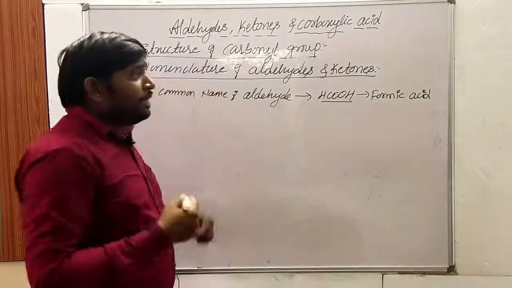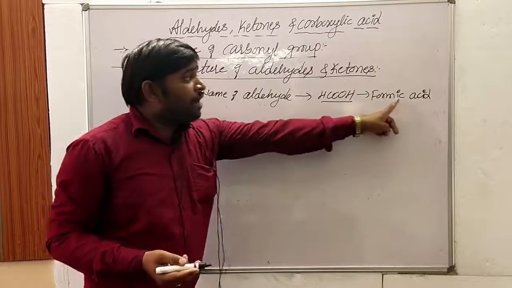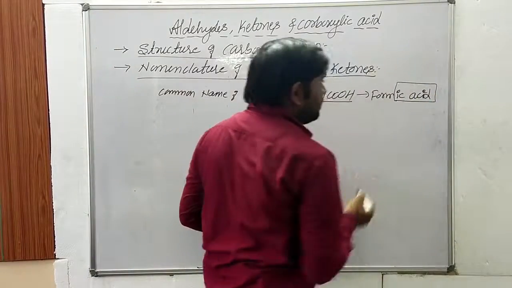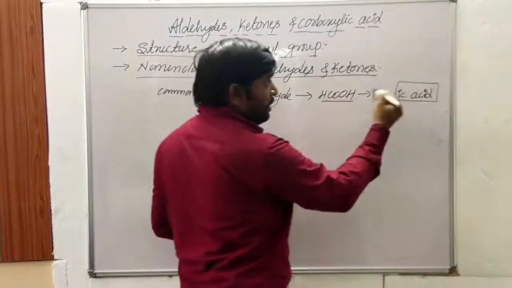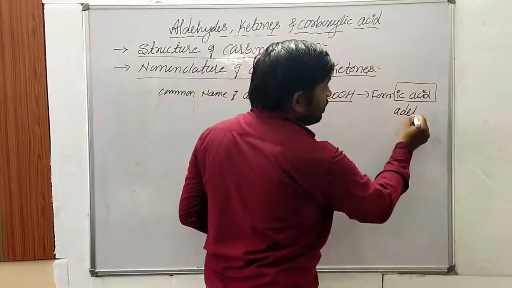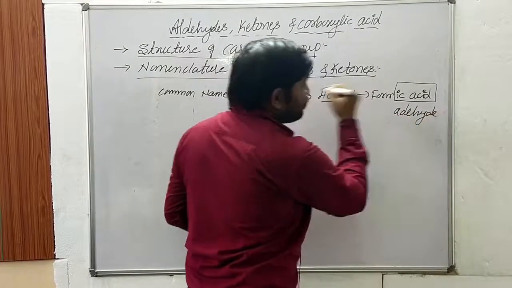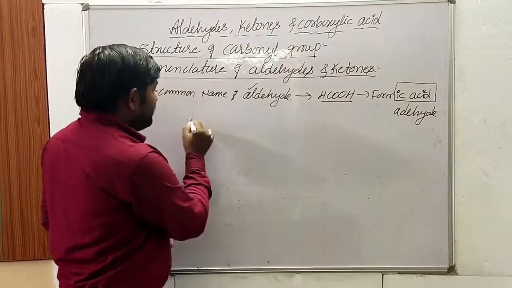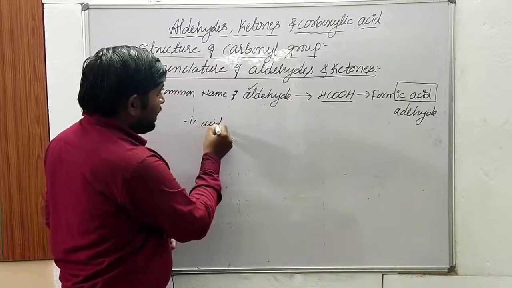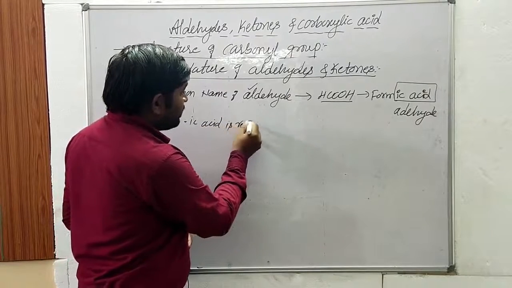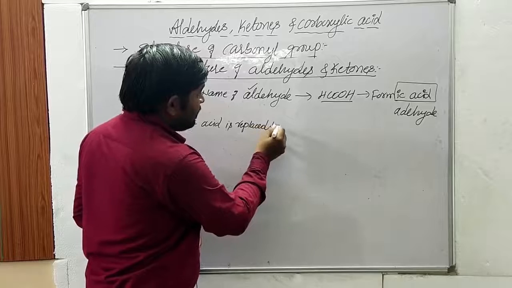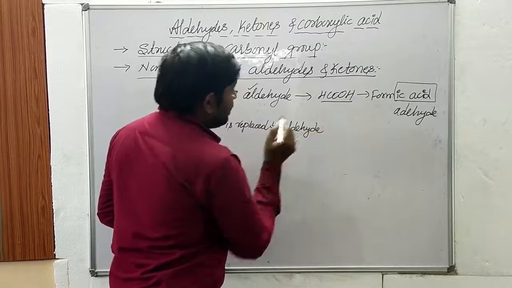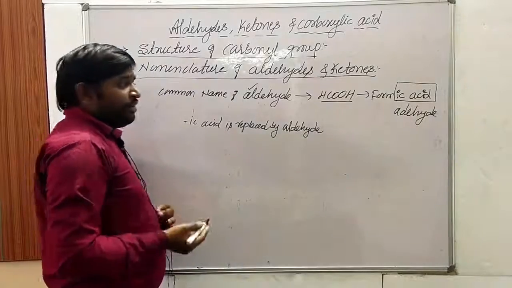So aldehydes can be named by replacing the IC acid in carboxylic acids with aldehyde. That gives the common name of an aldehyde. For example, here the IC acid is replaced by aldehyde. That is the common name of these different aldehyde molecules.